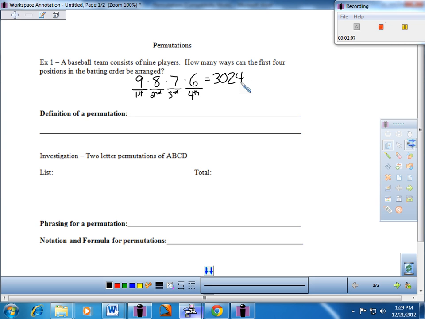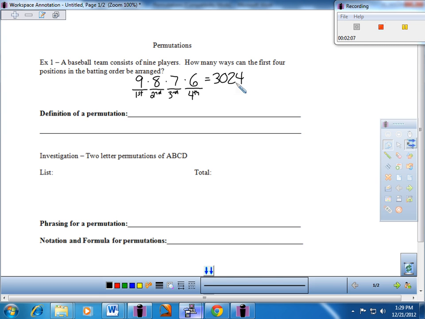Now, if you stare at our answer here, doesn't it have the feel of a factorial? 9 times 8 times 7 times 6. It looks like an abridged factorial, doesn't it? We're missing the 5, 4, 3, 2, 1 on the end. Keep that in mind as we go through. As it so happens, example 1 is a prototypical example of a permutation.